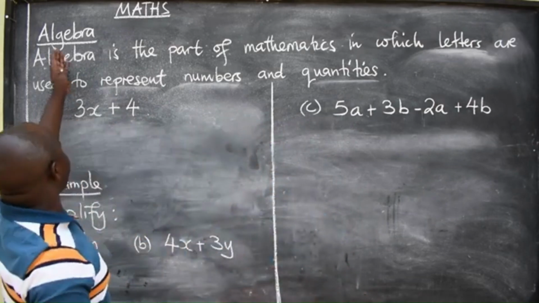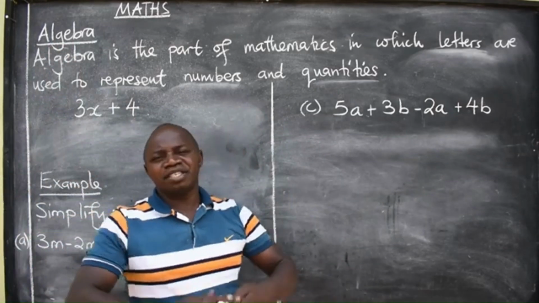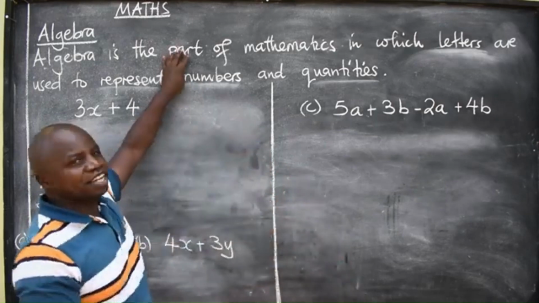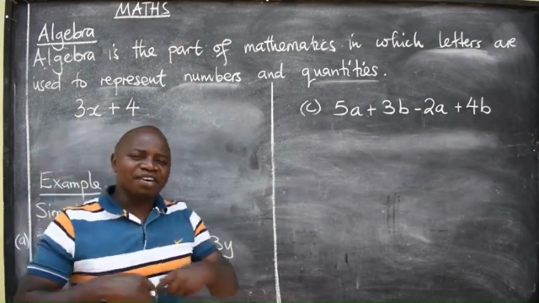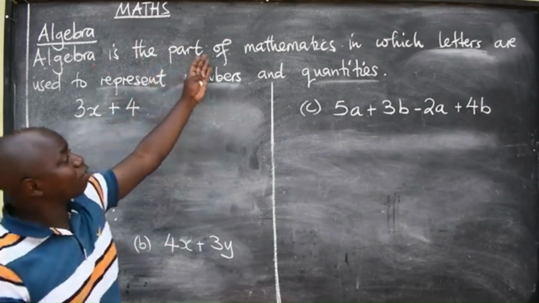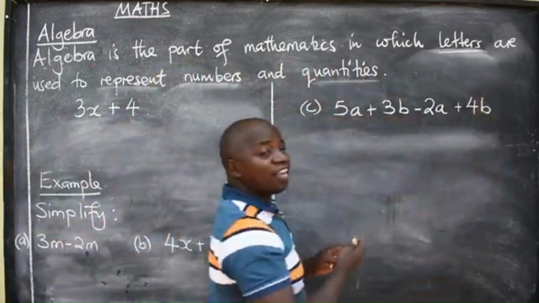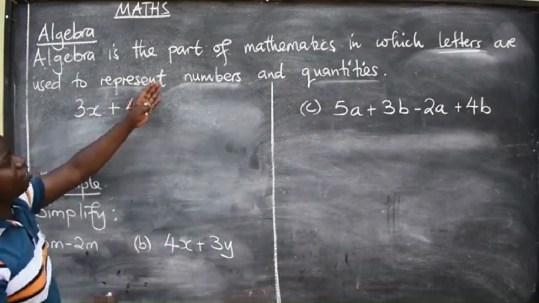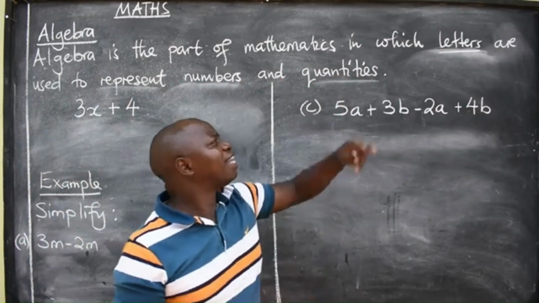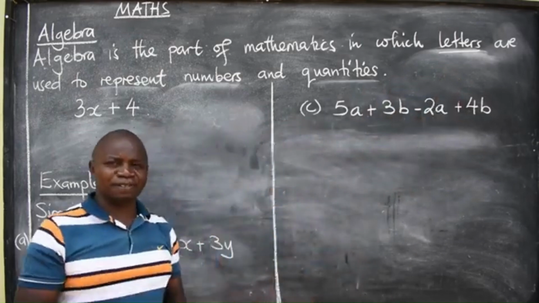Well, algebra can be described in so many ways, but I thought this definition here will be very easy for you to understand. Algebra is the part of mathematics in which letters are used to represent numbers and quantities. In which what? Letters are used to represent numbers and quantities.